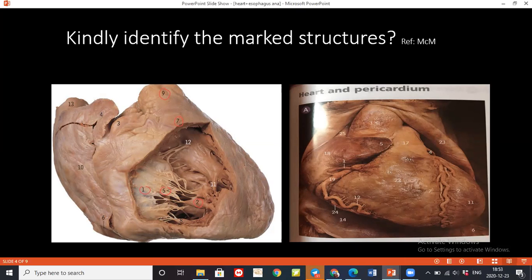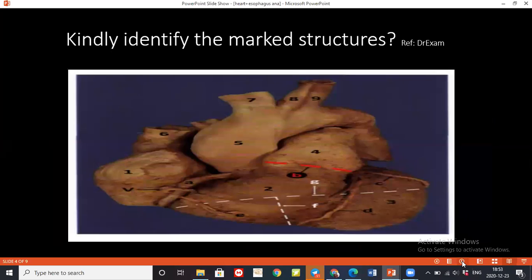Anterior sepsis, posterior sepsis, and the base. Okay. Can you please identify these structures from 1 to 7 and 9?